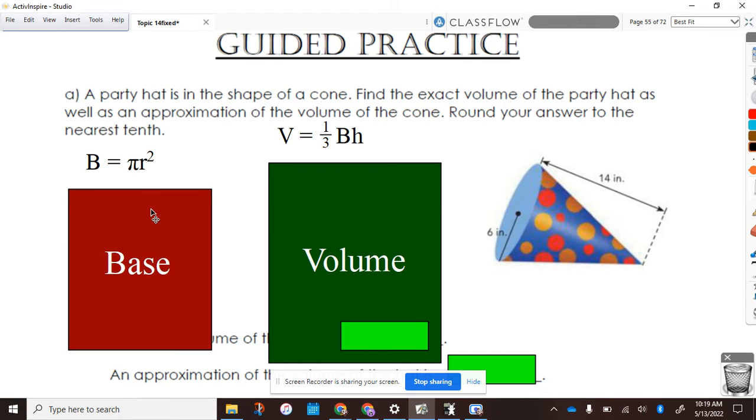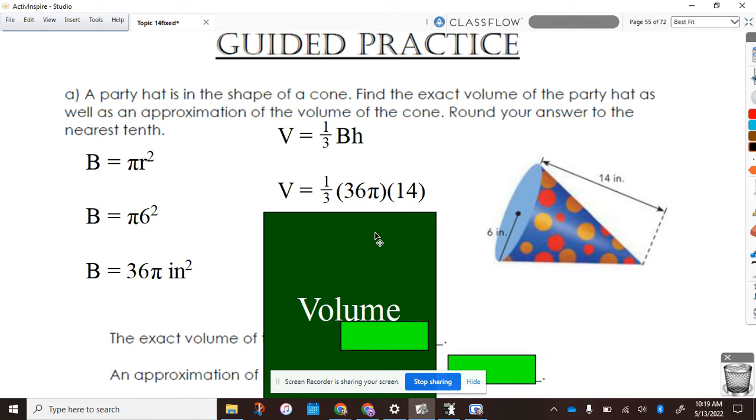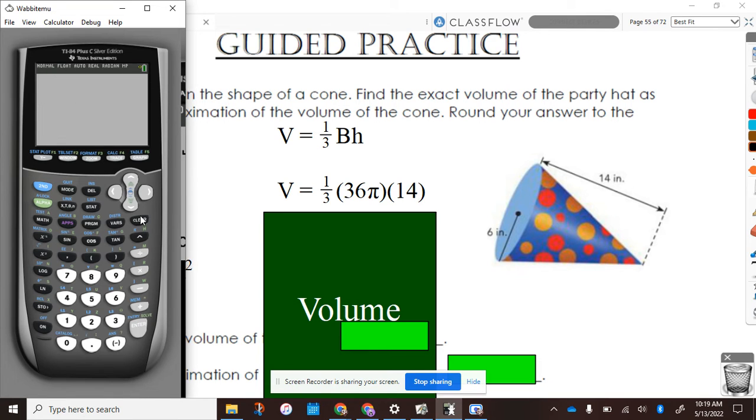All right, so we plug in our radius of 6. It becomes 36 pi for capital B. Our h that we're going to plug in is 14. That's the height of this cone. All right, so that's 1/3 times 36 times 14. In your calculator, you can literally set it up as 1/3 times 36 times 14. Okay, that's one way to do it.